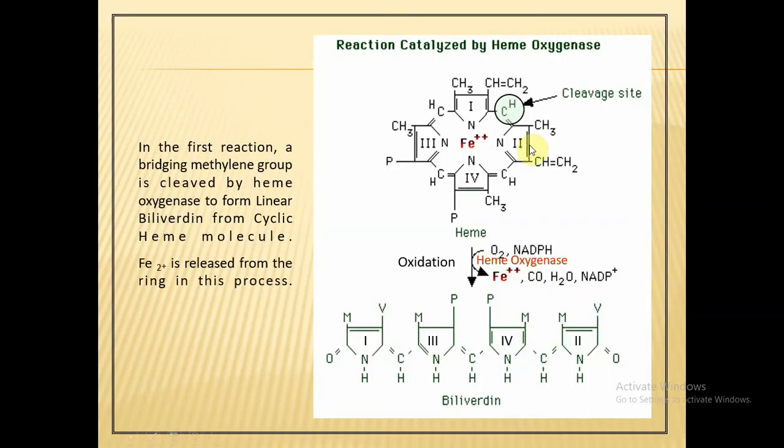This is the heme containing iron and four protoporphyrin rings. Heme is acted upon by heme oxygenase, oxygen and NADPH, which is produced in the HMP shunt. Iron is released, and carbon monoxide, water and NADP are released. Heme is oxidized to biliverdin. 1, 2, 3, 4: these are the four porphyrin rings which make biliverdin. In the first reaction, a bridging methylene group is cleaved by heme oxygenase to form linear biliverdin from cyclic heme. The cyclic form is converted to the linear form of biliverdin. Iron is released from the ring in the process.